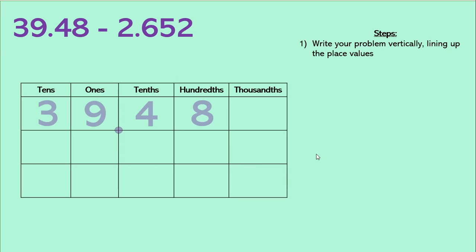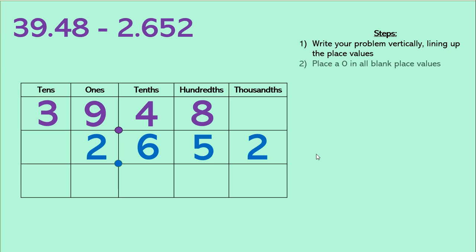Now let's try a subtraction problem. We have 39 and 48 hundredths minus 2 and 652 thousandths. Let's start by writing these numbers vertically. I'm going to use a place value chart to help. 39 and 48 hundredths and 2 and 652 thousandths. Then we're going to place a 0 in all the blank place values.